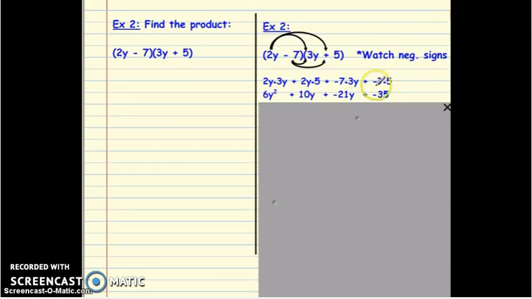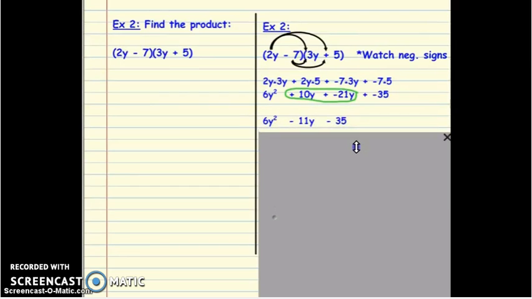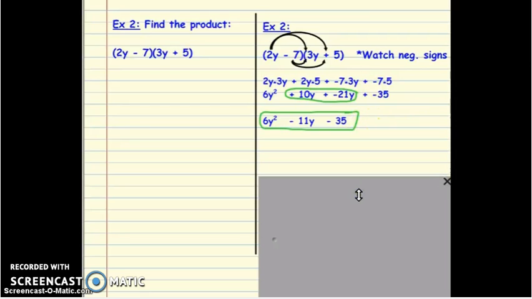Just like the last problem, we've got some like terms right in the middle, and that is usually where they're going to be. So positive 10y plus a negative 21y is really like 10 minus 21. They're different signs, so 21 minus 10 is 11. The bigger number is negative, so it's negative 11y. So our product and final answer is 6y squared minus 11y minus 35. And I simplified this: instead of adding a negative 35, we can just put minus 35.